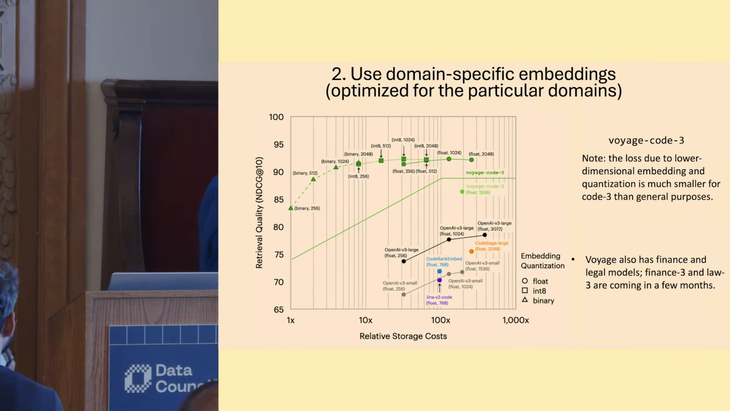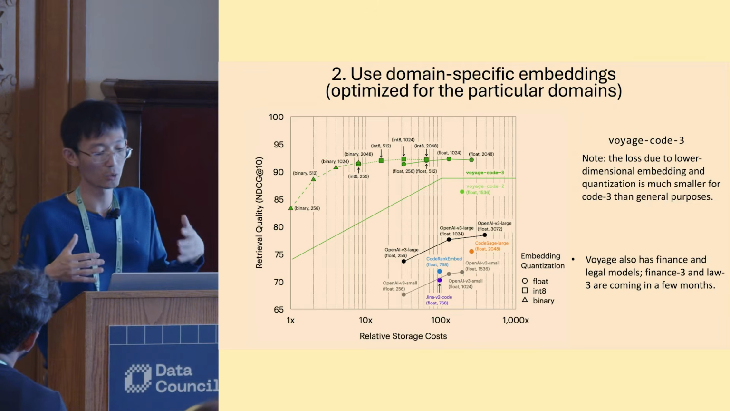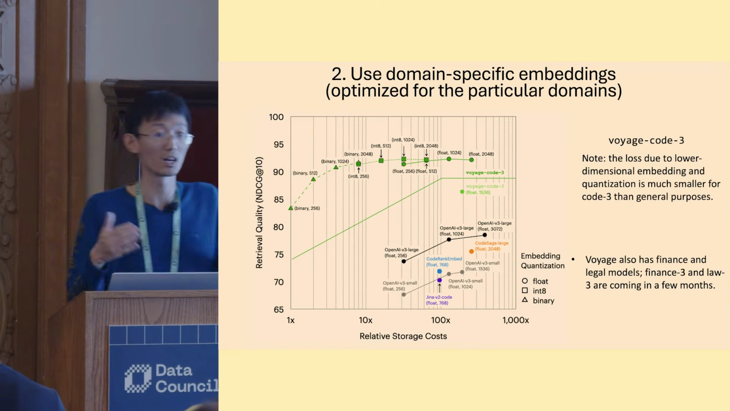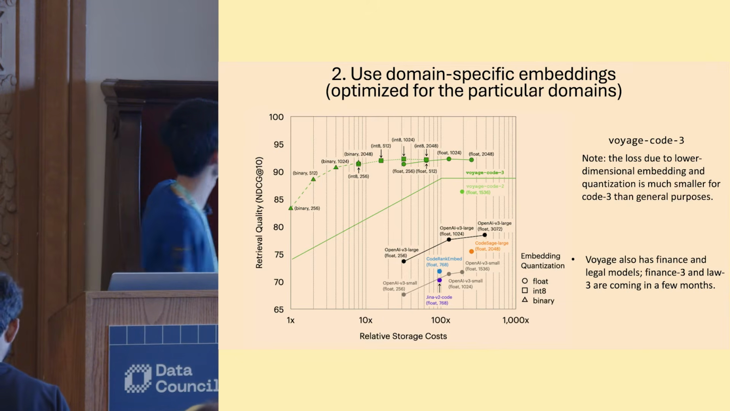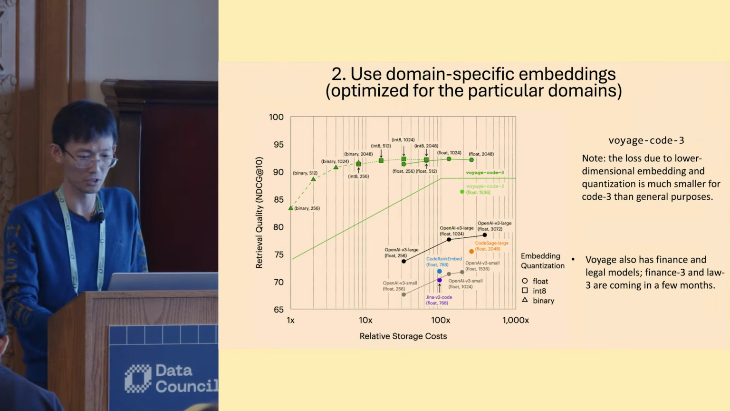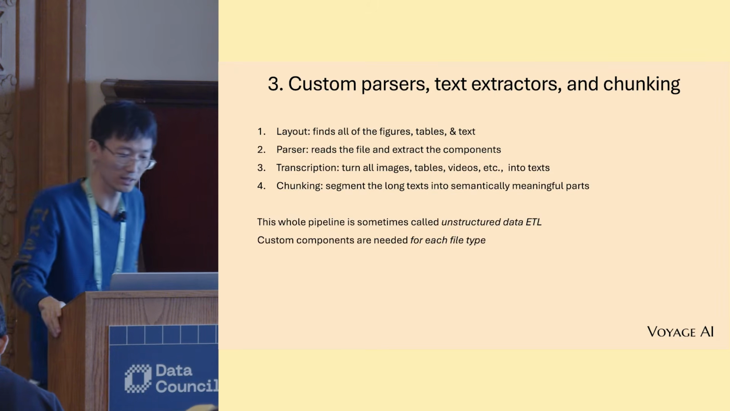For code embeddings and for general-purpose embeddings, we found that the trade-off for code embeddings is much more lenient, or much flatter in some sense, right? Because you optimize for only one domain, you can use relatively lower-dimensional embeddings and lower-precision quantization without too much loss of accuracy. If you look at the general-purpose plot, it's a sharper drop when you use lower-dimensional embeddings and precision.